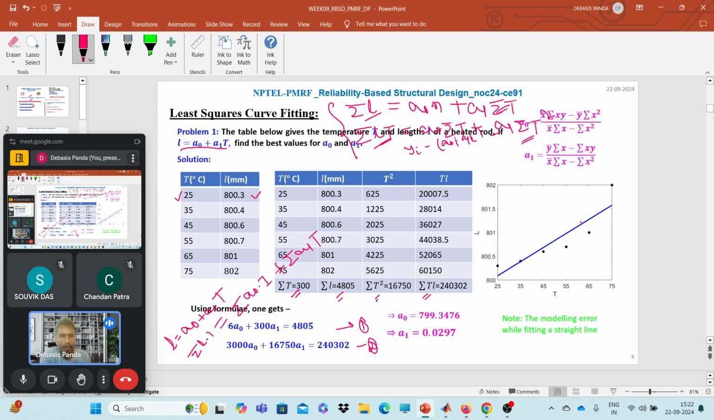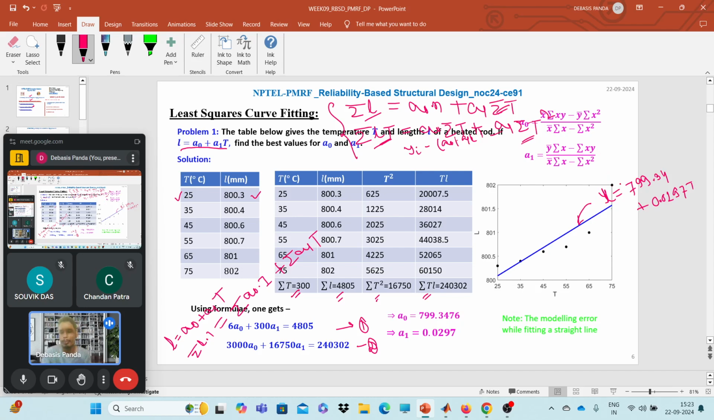And now fit your curve. That means this is nothing but y, or here your L equals A naught. The value is coming as 799.34 plus A1, the value is coming as 0.0297 into T. So this is the curve. So you can see that we are using that data point. If we go with the linear curve fitting technique, this is also fitted. Although this data are random data, we can collect different kinds of data and we can check.